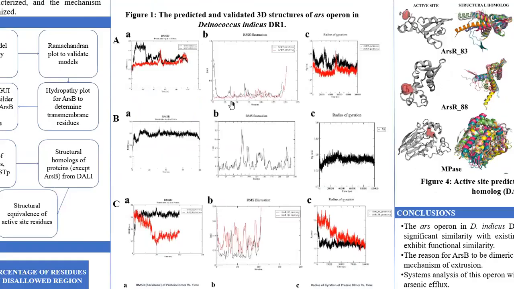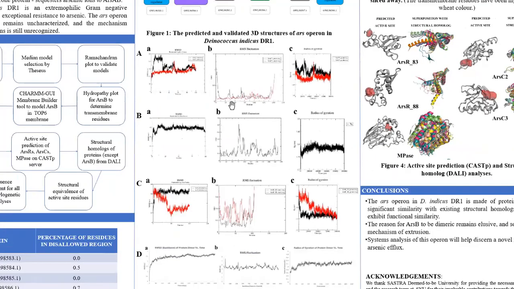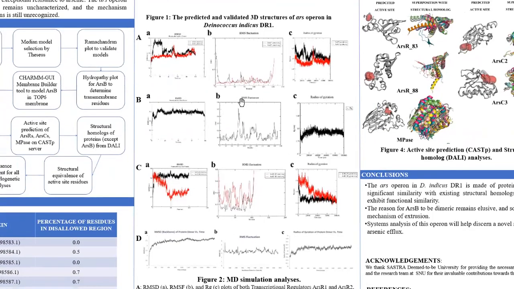Figure 2 over here consists of 4 images with the MD trajectory analyses. The far left images are the root mean square deviation plots that describe the stability of the structure. The central images are that of root mean square fluctuation, which describe the flexibility of the residues. And the far right are images of the radius of gyration plots, which provide a measure of the compactness of the structure in the simulation.